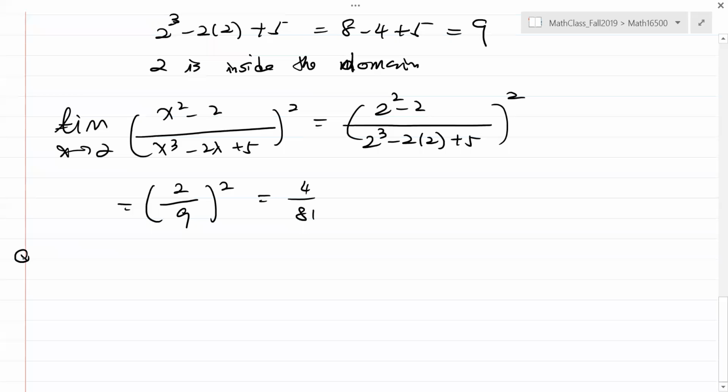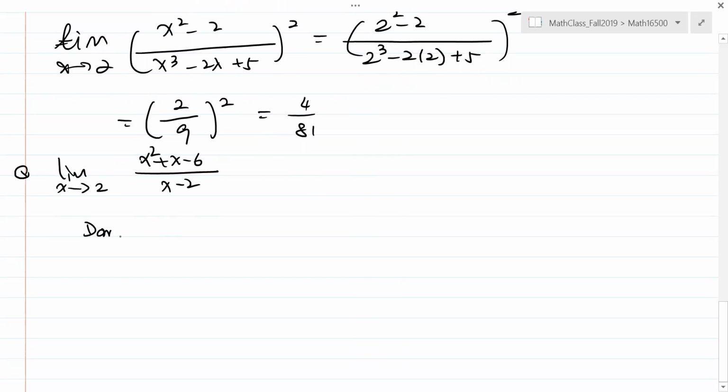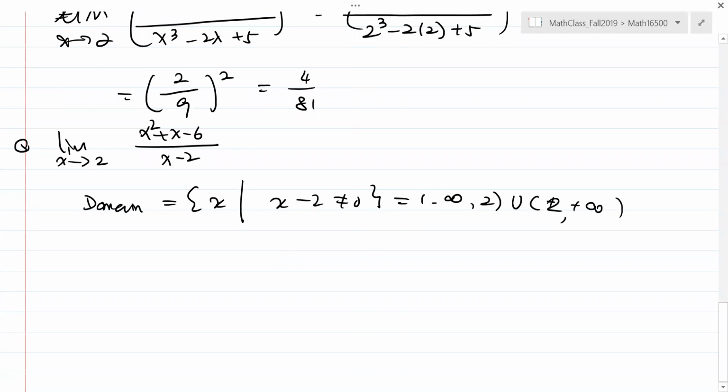Okay, now let's do a slightly different problem. We're trying to find the limit as x approaches 2 of x squared plus x minus 6 over x minus 2. Well, the domain of this function is going to be x minus 2 is not equal to 0, so 2 is excluded from the domain.